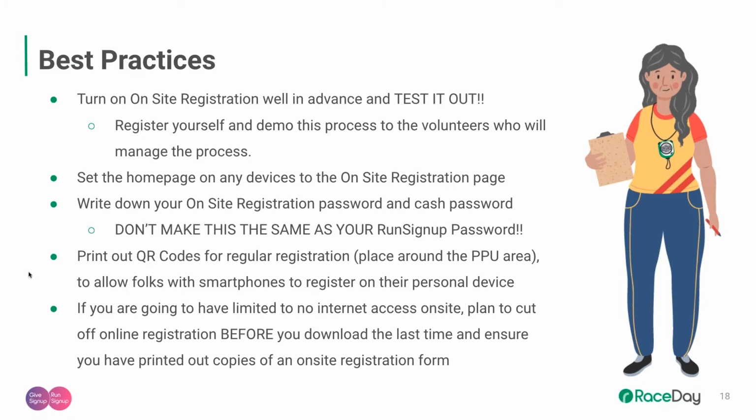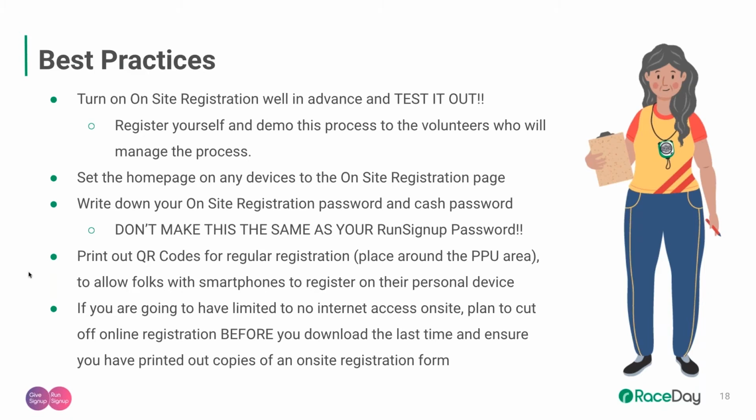So print out the QR codes for regular registration and place these around the packet pickup area. Again, this is to limit the people that need to use the kiosks. If you've got 50 people that show up to your race to register on site, I would put $5 down that, if you printed out these QR codes, 25 to 40 of those 50 people would use the QR codes over sitting down at the kiosk. They're just more comfortable on their own phones.